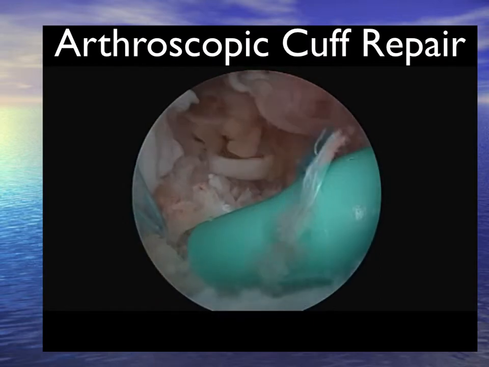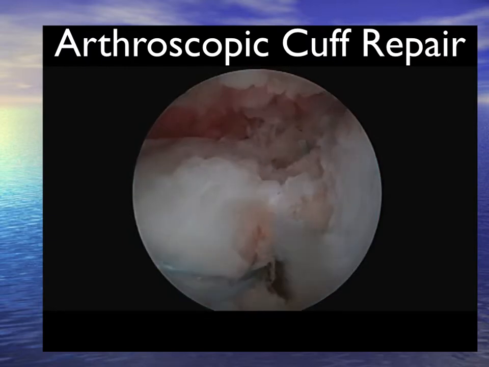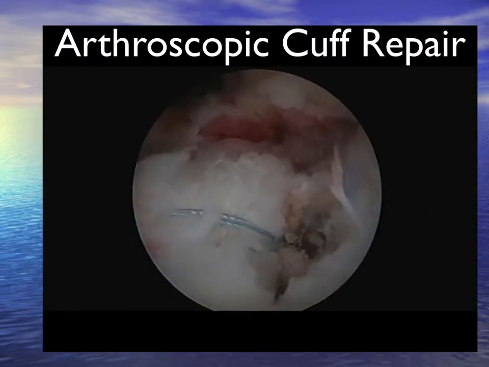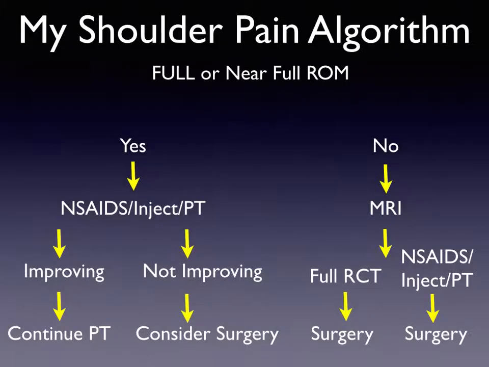And so we can see here as we introduce these anchors into the bone, we have good compression of the rotator cuff. And so this is kind of my algorithm, if you will, of shoulder pain. If someone has full or near full range of motion, we will often initially start with anti-inflammatory medications, injections, and if they're improving, we'll continue with physical therapy. If they're not improving, then we will consider therapy, and an MRI may be ordered before that.